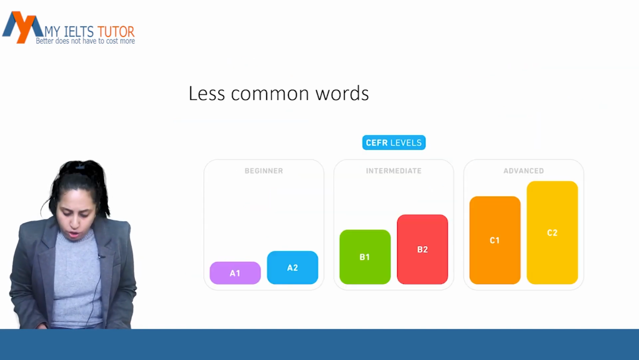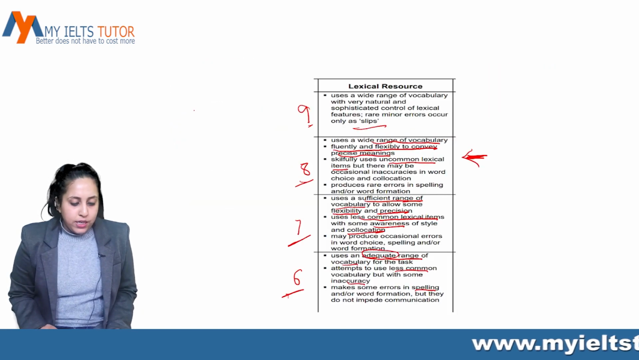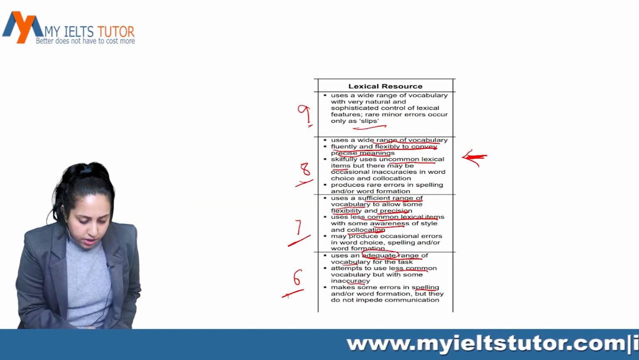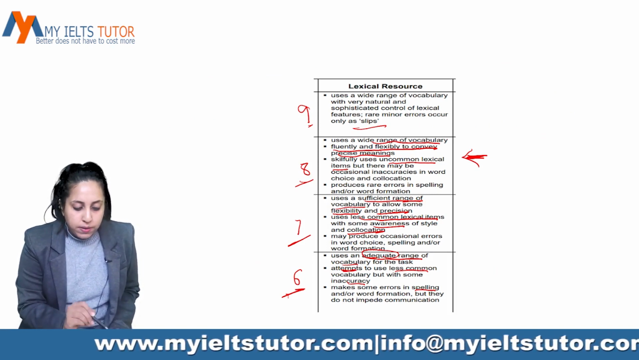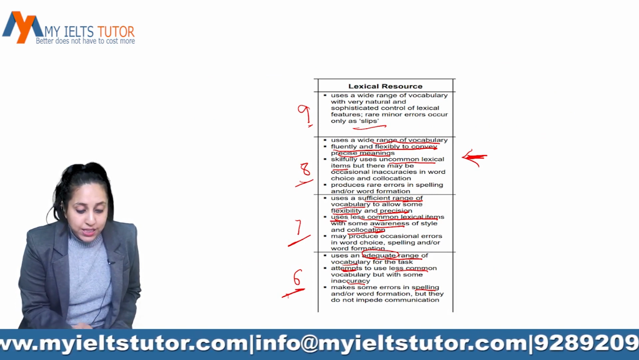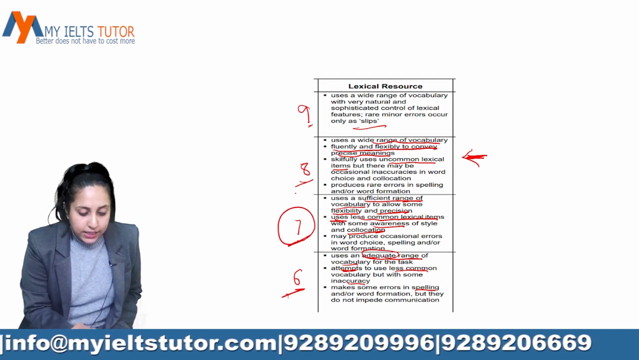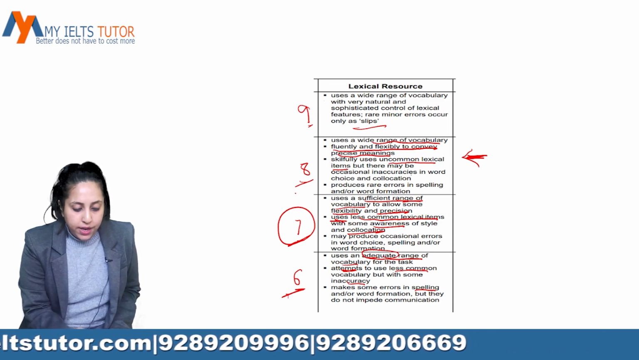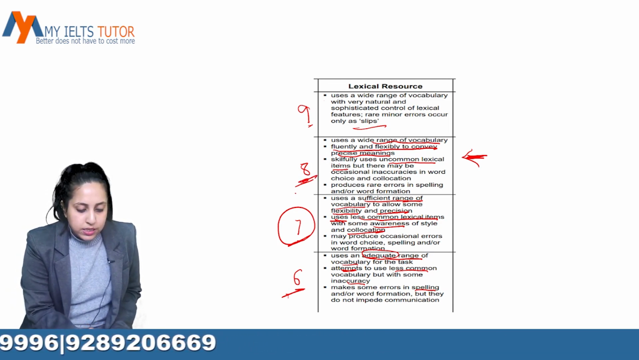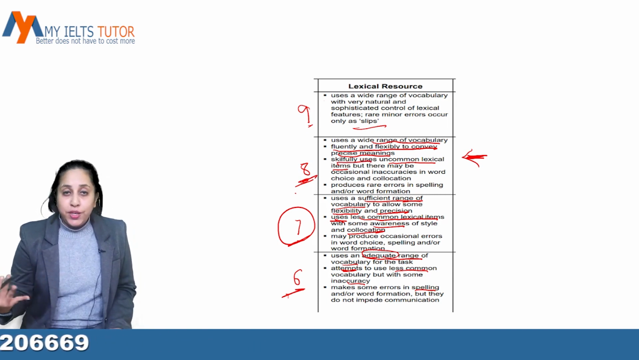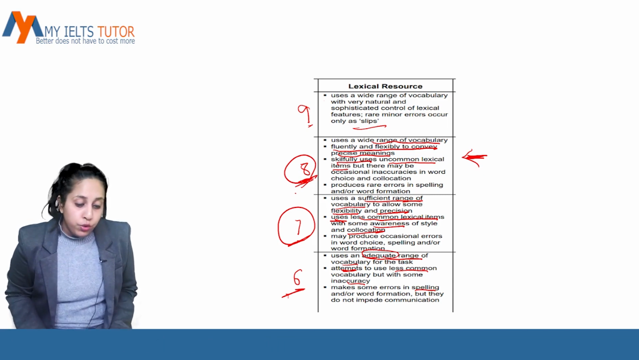Now, if I talk about less common words, if we have a look in our band descriptor, it is written here also. Band 6 attempts to use: you're trying to use less common words. And if you are using less common lexical features, it means you are at 7. In 8, again, you are also using less common lexical features. Skillfully use: you are doing it very naturally, skillfully. If you are skillfully using less common words, you will be at 8.